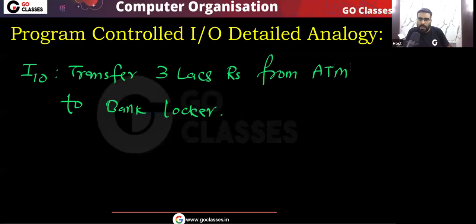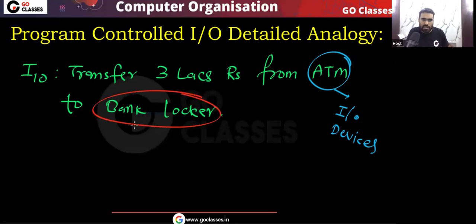Did you understand? Remember this ATM, what is this? This is your IO device, correct? So we want to do data transfer from the IO device to main memory. This bank locker is your main memory, let's assume. So this is what we want to do. The instruction is transfer 3 lakh rupees from the ATM to the bank locker.